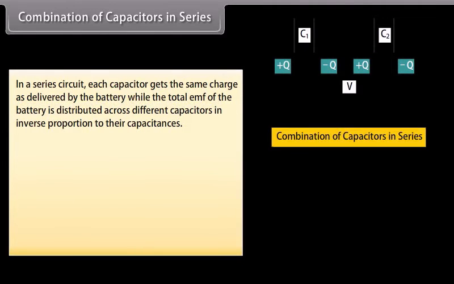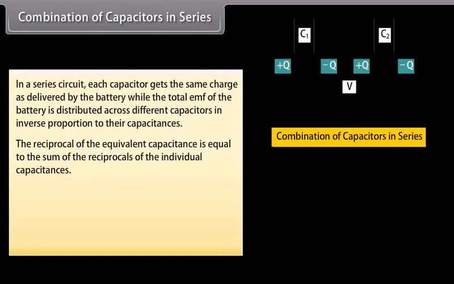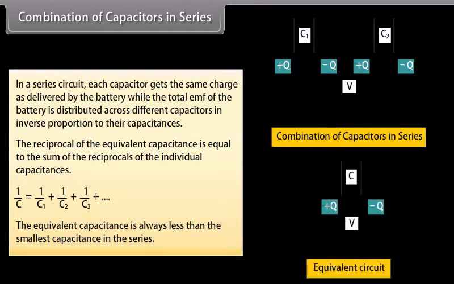Combination of capacitors in series. In a series circuit, each capacitor gets the same charge as delivered by the battery, while the total EMF of the battery is distributed across different capacitors in inverse proportion to their capacitances. The reciprocal of the equivalent capacitance is equal to the sum of the reciprocals of the individual capacitances. 1 by C is equal to 1 by C1 plus 1 by C2 plus 1 by C3 plus so on. The equivalent capacitance is always less than the smallest capacitance in the series.